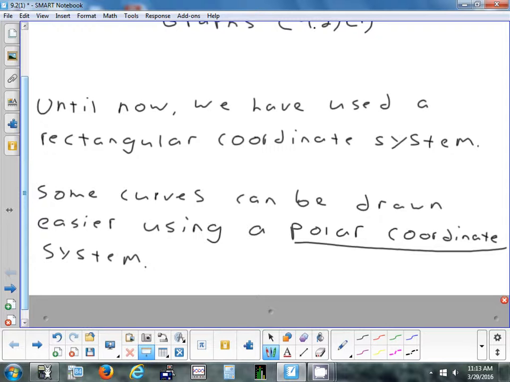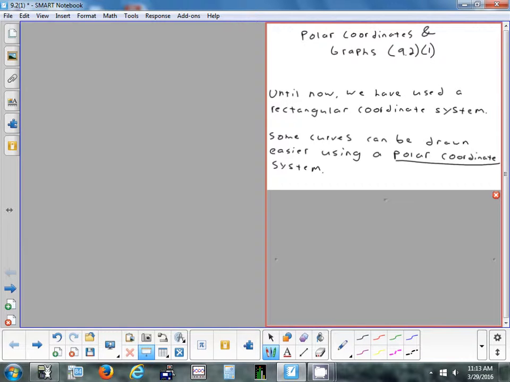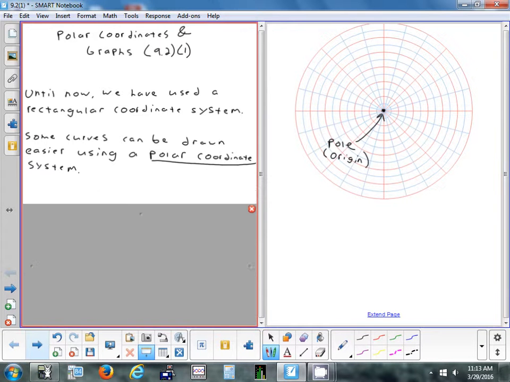Right, so now we're going to get away from the idea of using a rectangular grid. We're going to look at using a circular grid. Okay, which also means we're not going to have an x value and a y value anymore. Okay, so a circular graph paper would look something like that. Okay, so the center is called the pole. You could also call it the origin.